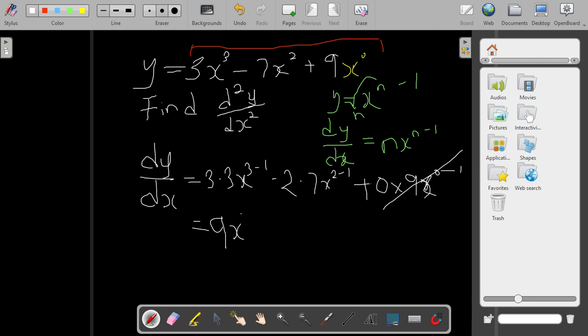to the power 3 minus 1, that's 2. Then minus 7, that's 7, x to the power 1 minus 1, that's 0. Then plus 0. Of course, plus 0, it doesn't make any sense writing that out. So this is my first derivative.